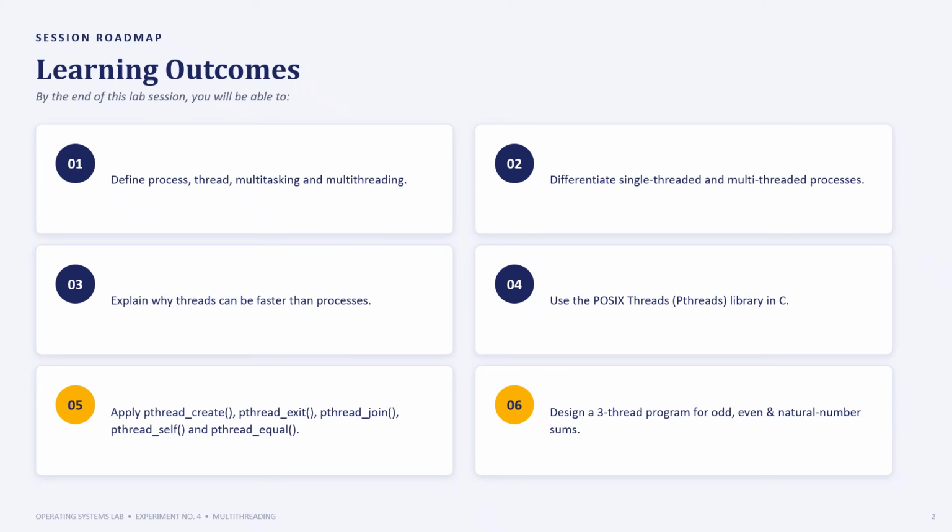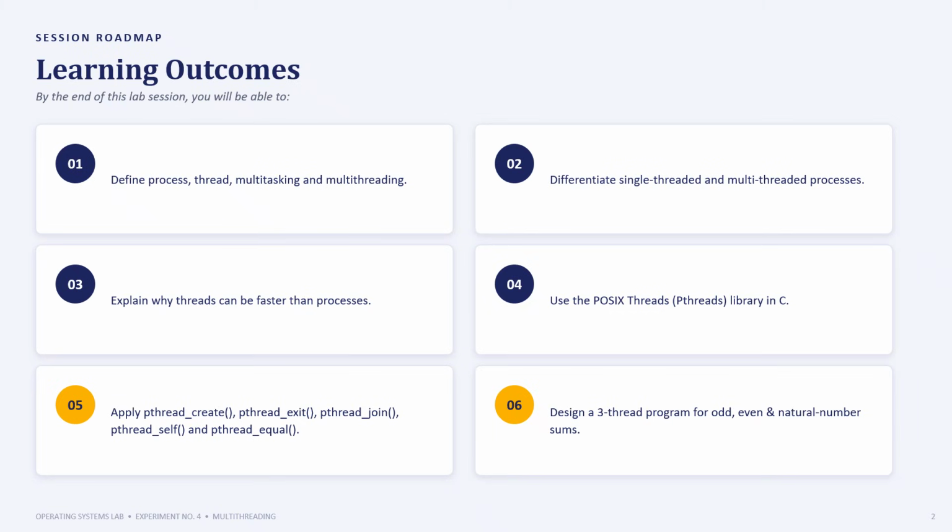Before we go into the topic, let us see what you will learn by the end of this session. First, you will be able to define process, thread, multitasking, and multi-threading. Second, you will understand the difference between a single-threaded process and a multi-threaded process. Third, you will know why threads are faster than processes. Fourth, you will learn how to use the pthreads library in C.